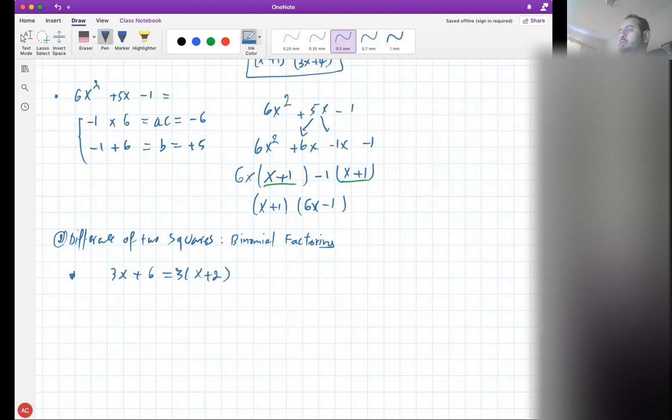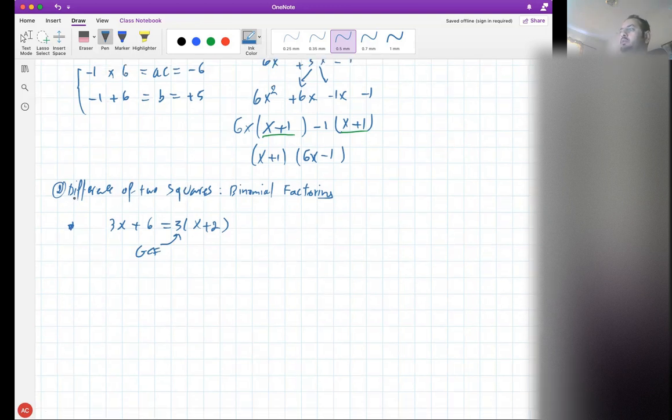But if we don't have a GCF, that's when we have to use this special formula. So let's say you have x to the second minus 25. So it's also a binomial. It has two terms, but we don't have a GCF.